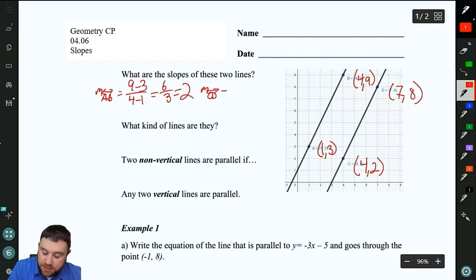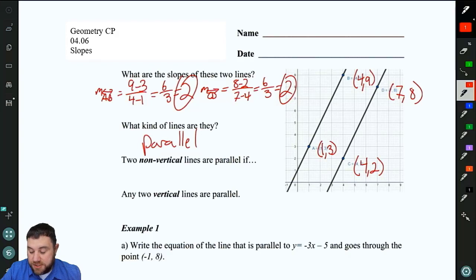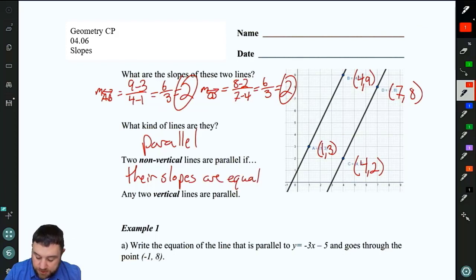The slope of CD will be (8 minus 2) over (7 minus 4). That will also give us 6 over 3, so that slope is also 2. So if we look at these two lines, they are parallel lines. They go on forever without ever intersecting, but they're flat in a plane. And by looking at their slopes, we can make the conclusion that two non-vertical lines are parallel if their slopes are equal. 2 and 2 are equal, so their slopes are equal, so they're parallel.